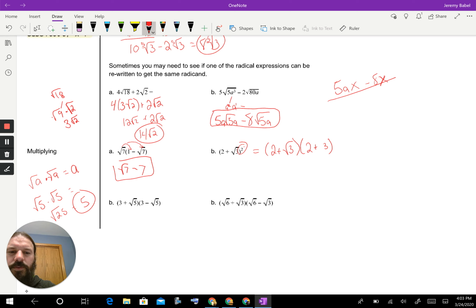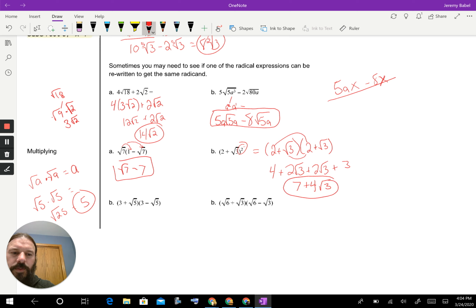All right, so first times first is going to be 2 times 2. So 2 times 2 is 4. The outer, 2 times the square root of 3 is just 2 root 3. And then again, 2 times the square root of 3 is another 2 root 3. And then the square root of 3 times the square root of 3, that's kind of like the square root of 7 times the square root of 7. We just get 3 there. And then combine our like terms. 4 plus 3 is 7. And then 2 root 3 plus 2 root 3 gives us a total of 4 root 3.